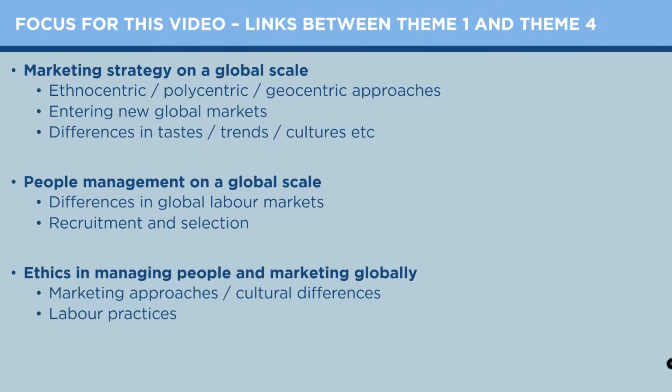We're going to look at 3 main areas here. We're going to look at marketing strategy on a global scale, we're going to look at people management on a global scale, and we're going to look at ethics in managing people and marketing globally. We're not going to go too deep on ethics, because ethics is a Theme 3 topic, but ethics is also in Theme 4. So there are going to be elements of ethics approached when it comes to studying global markets and answering questions about global markets.